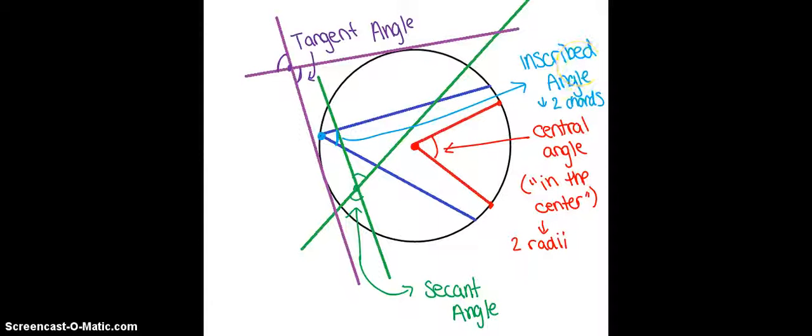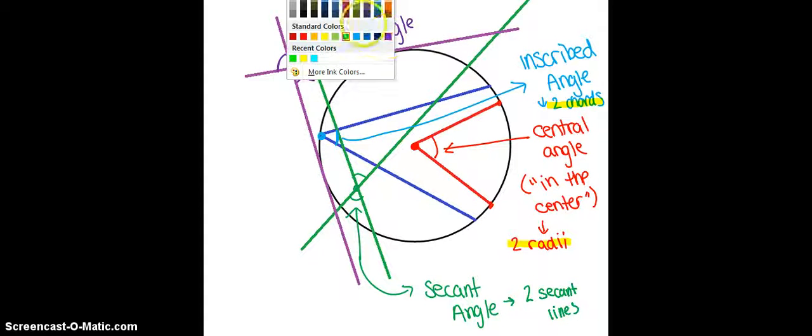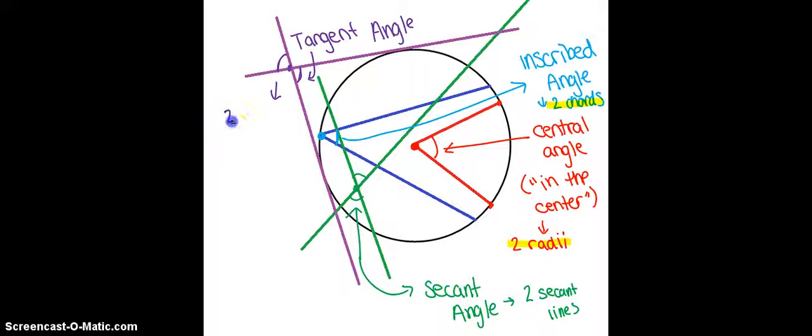Okay, so going through that, the inscribed angle is made from 2 chords. A central angle is made from 2 radii, and it's in the center. A secant angle, I'll add on to that, is made from 2 secant lines that intersect. And a tangent angle, again, is made from 2 tangent lines. Okay, those make sense. The only one that doesn't really follow what kind of lines it's made from is that inscribed angle. Otherwise central angle goes to center, tangent angle, tangent lines, secant angle, secant lines.